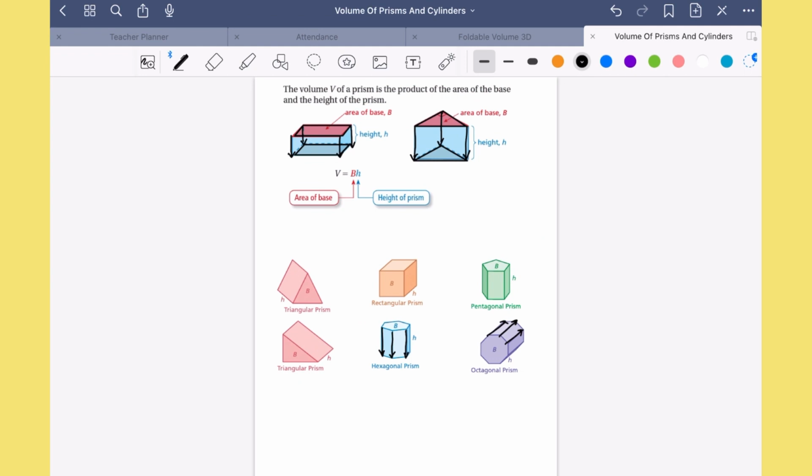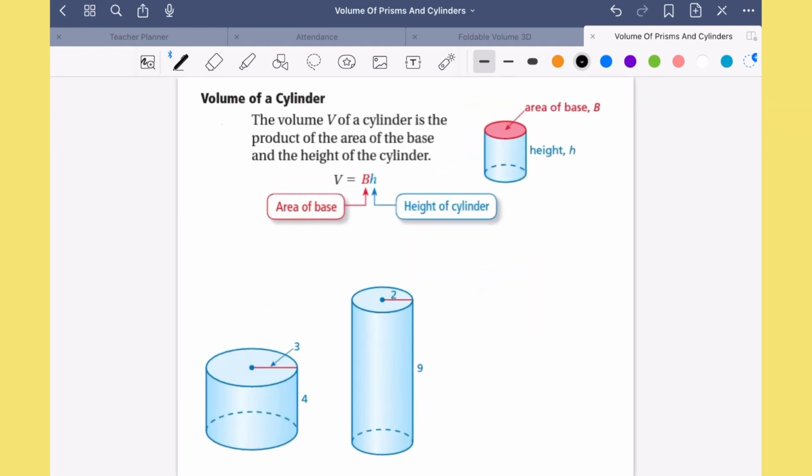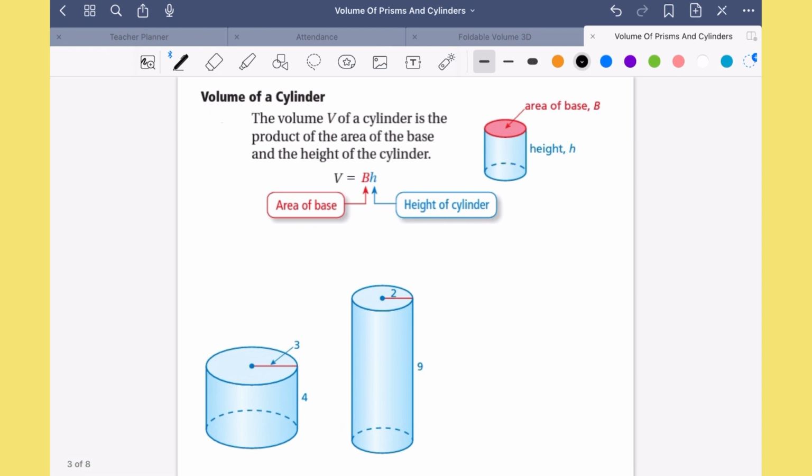So you take the area of the base and you multiply it by the height. That's volume. And then we did the same thing for cylinders. You take the area of the base for a circle and you multiply it times the height until you reach the other base. Okay, and that's how our formulas are.